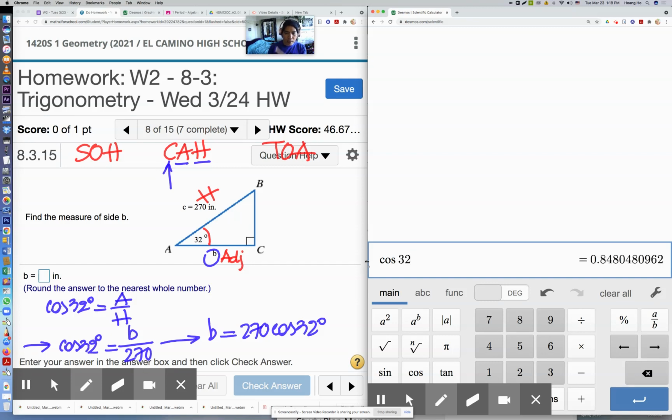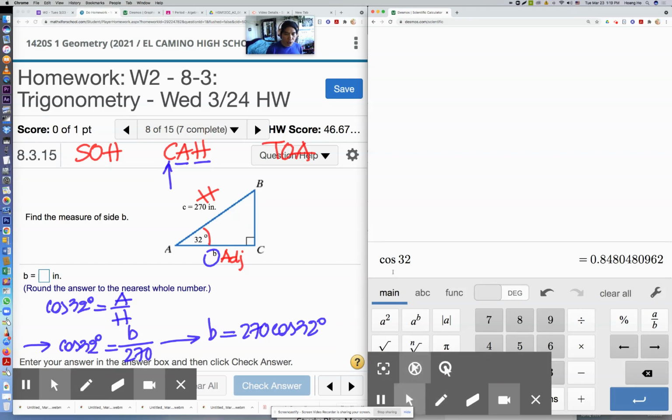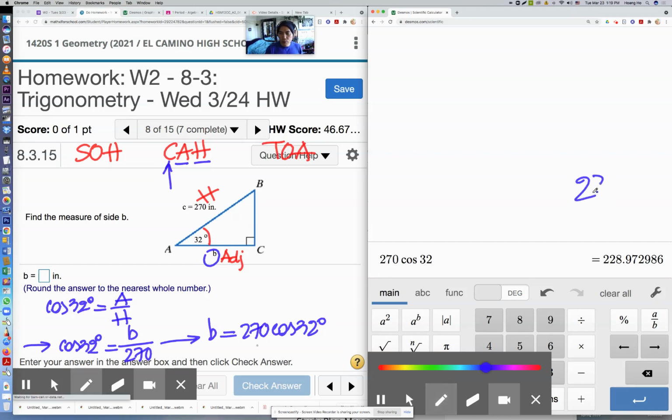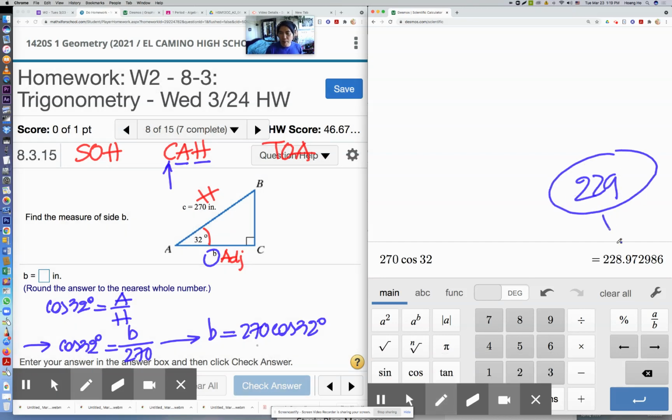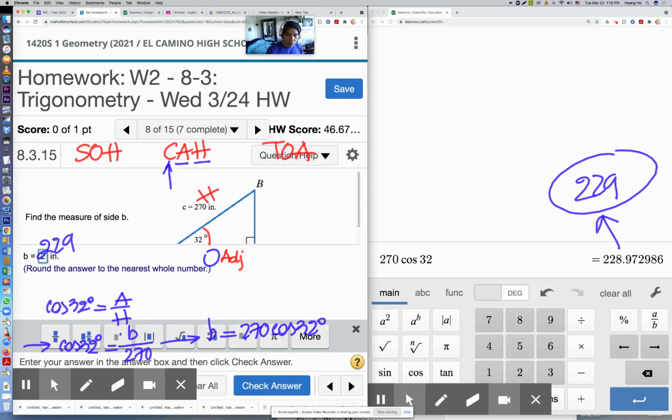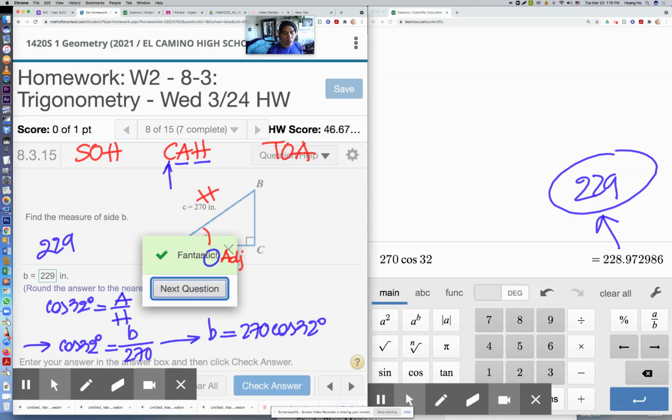You see that the answer is 0.84, but you need to multiply by 270. So I put 270 in front, and I take the answer as a whole number, 229. I round up to 229. So over here I put 229, and then I'm done. 229, voila.